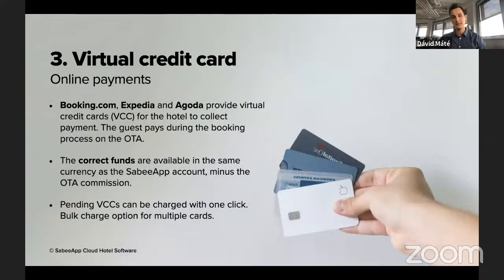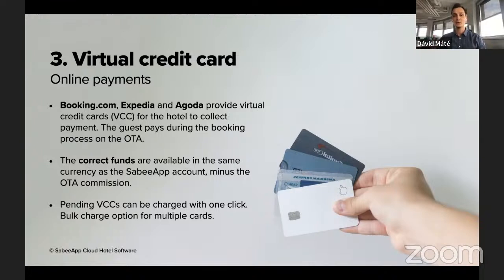The third type of online payments are the so-called VCCs, and I promise this is the last abbreviation that I'm going to use. So VCC stands for virtual credit cards. In case of OTAs such as Booking.com, Expedia, and Agoda, the guest pays the reservation during the booking process. So they pay on the online travel agency site.